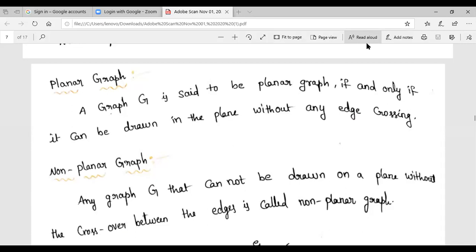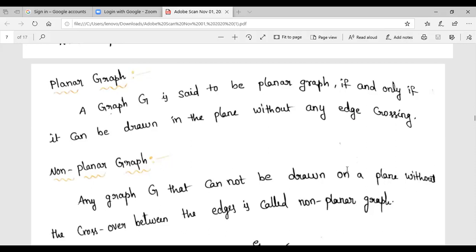A graph G is said to be a planar graph if and only if it can be drawn in the plane without any edge crossing. That graph is called a planar graph. When we say that the given graph is planar, we mean that if we draw the given graph in a plane without any edge crossing, that graph is called a planar graph.